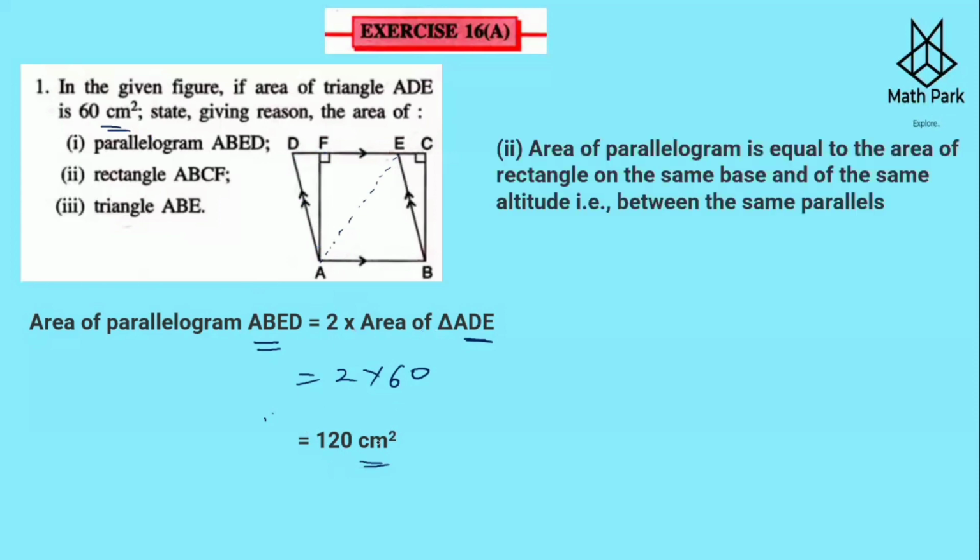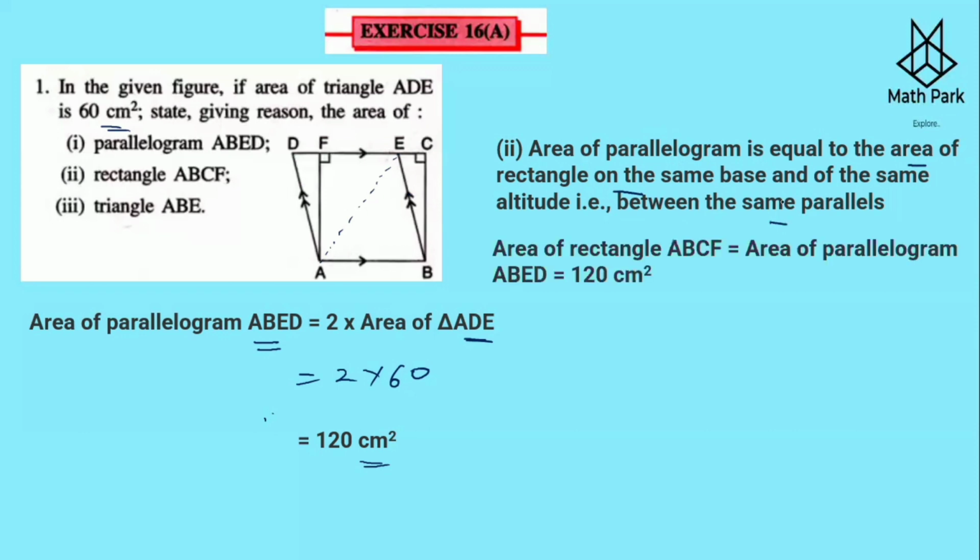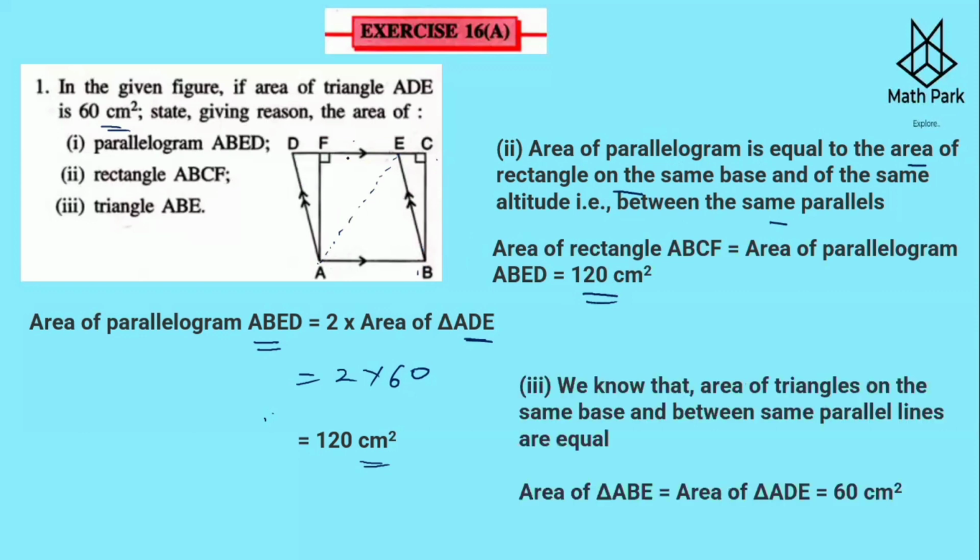The second part: we are asked to find the area of rectangle ABCF, giving the reason. The area of a parallelogram is equal to the area of a rectangle on the same base and the same altitude, that is, lying between the same parallels. So the area of rectangle ABCF is equal to the area of parallelogram ABED, which is equal to 120 centimeters square.